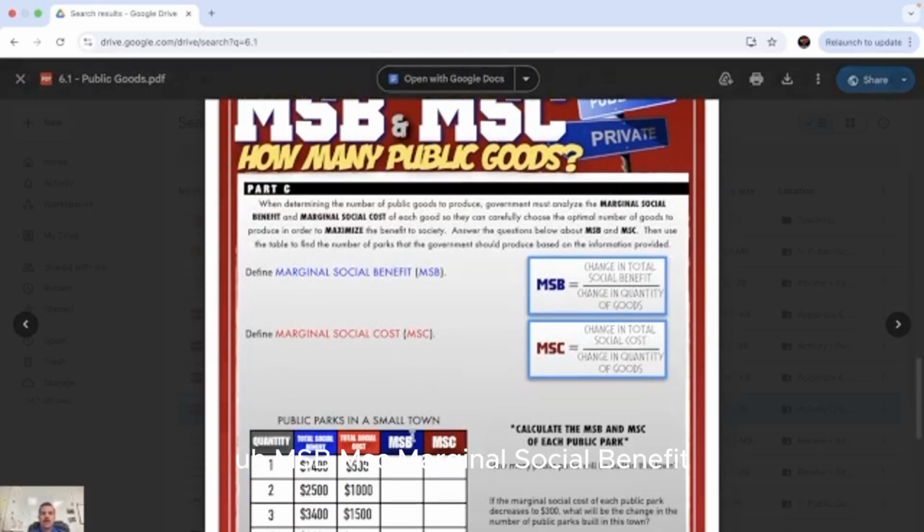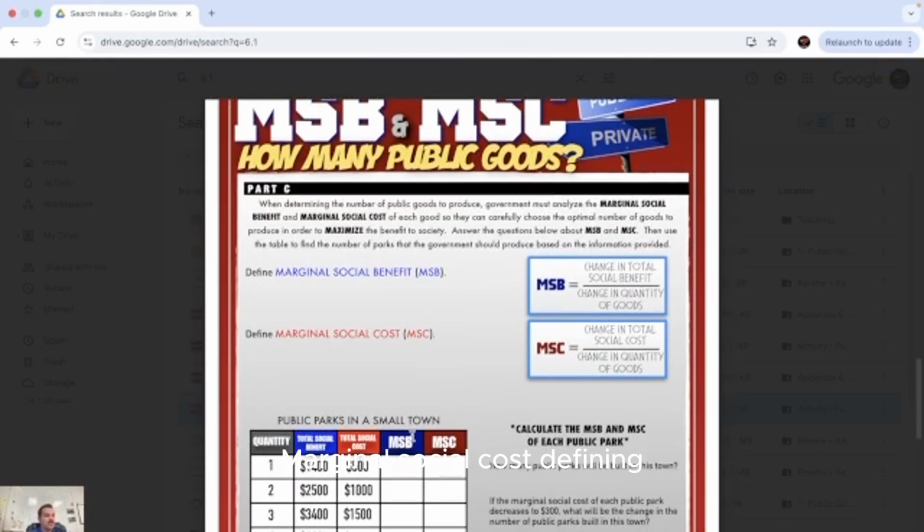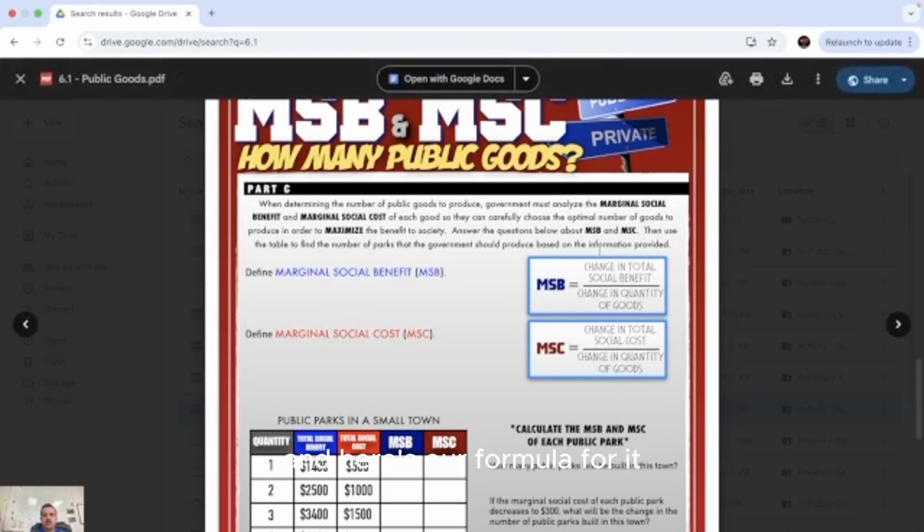Moving and grooving: MSB, MSC, marginal social benefit, marginal social cost. Defining marginal social benefit: it is the benefit gained by society with the consumption of an additional unit, remember marginal, additional unit of a public good or service. So it's measured by the number of people that are willing to pay for an additional unit of a public good or service. And here's our formula for it.